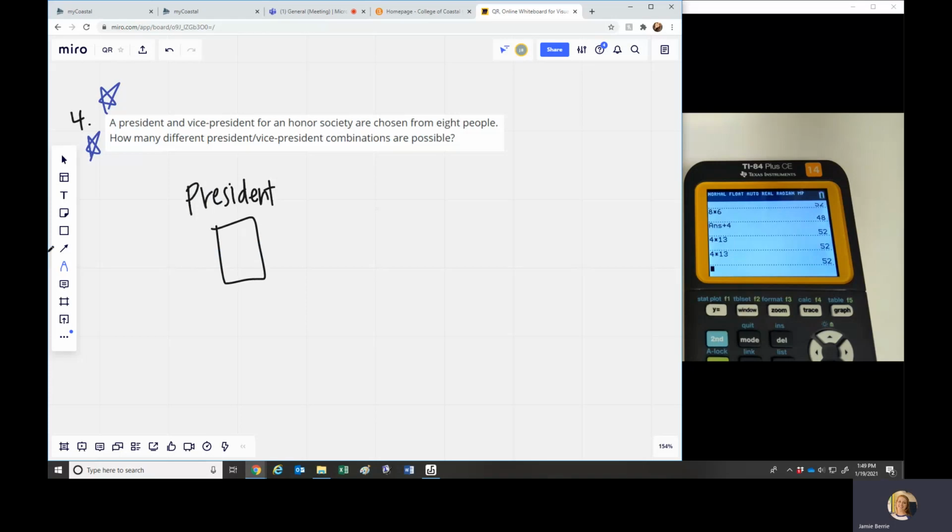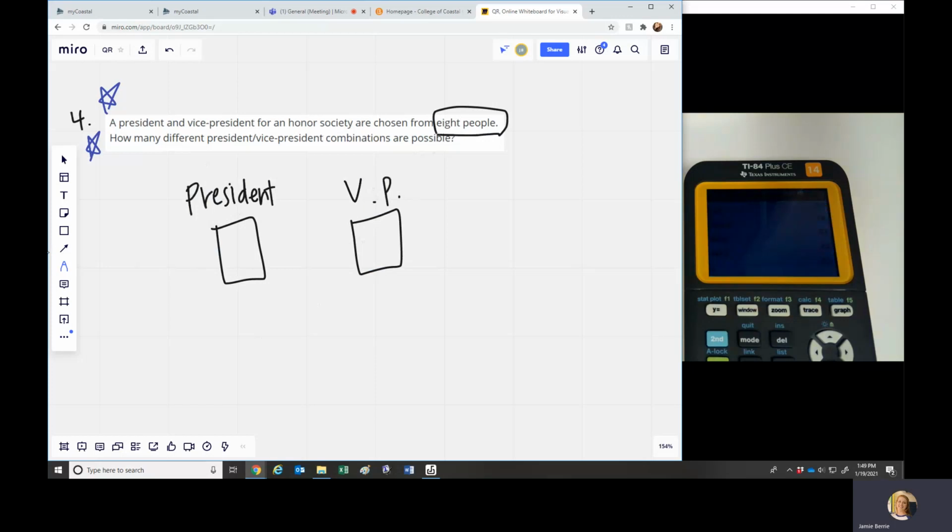I'm just going to put a little box for that, and then a vice president position. Put a little box for them. All right, so we have 8 people in this honor society. So that means for the president, there are 8 people to choose from. So you have 8 choices for president.